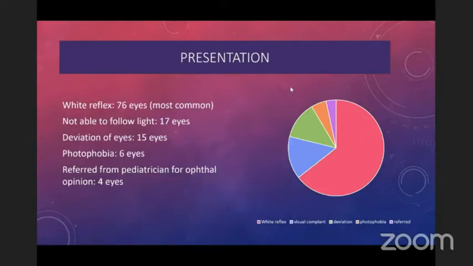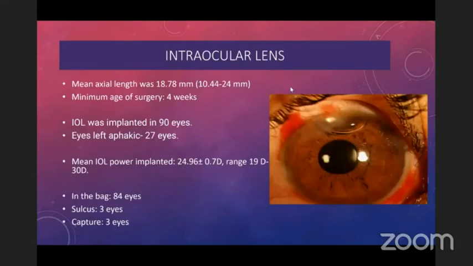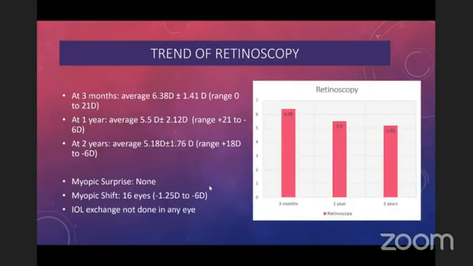The most common symptom at the time of presentation was white reflex, followed by not being able to follow light and deviation of eyes. Mean axial length was 18.78 millimeter, with minimum age of surgery as 4 weeks. IOL was implanted in 90 eyes and 27 eyes were left aphakic. In 90 eyes, 84 eyes had in the bag IOL implantation, 3 in sulcus and 3 optic capture was done. We saw a decrease in the trend of retinoscopy in 2 years, and none of the eyes had myopic surprise, but 16 eyes had myopic shift, but IOL exchange was not done in any eye.